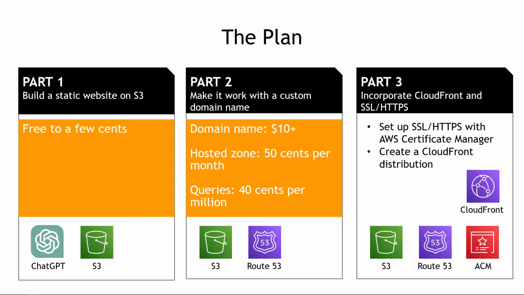We'll have to create a hosted zone, and that will run you 50 cents per month. And then you're also charged for queries, basically how many people hit your domain name, and those will be 40 cents per million queries. So I think you're okay there. But if you go with Route 53, it will cost you just a little bit of money.